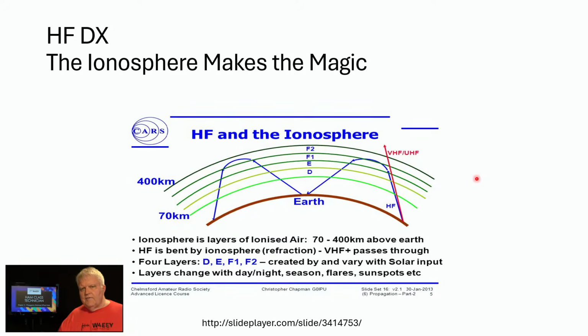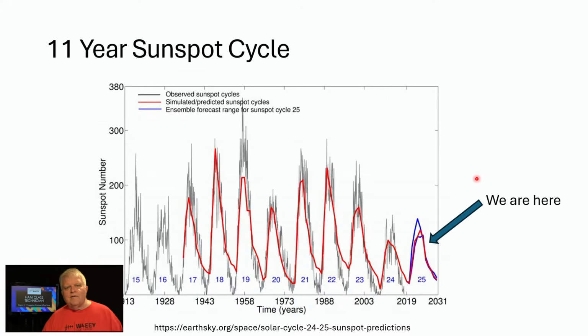And how the composition of these layers is affected, as we saw, by the sun during the day and then at night. And then there's seasonal variations also. There's an 11-year cycle of sunspots. Sunspots appear on the surface of the sun and then they disappear. And we are here. At this point, we're on the downward slope of a peak of a sunspot cycle going into a trough. So in about 4 or 5 years, HF propagation will be poor. But it will come back up and be a peak again.